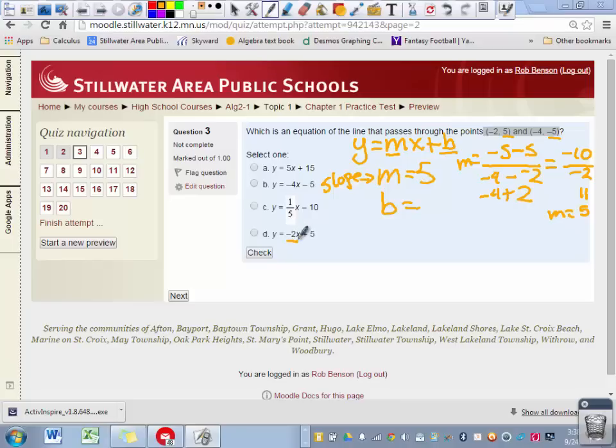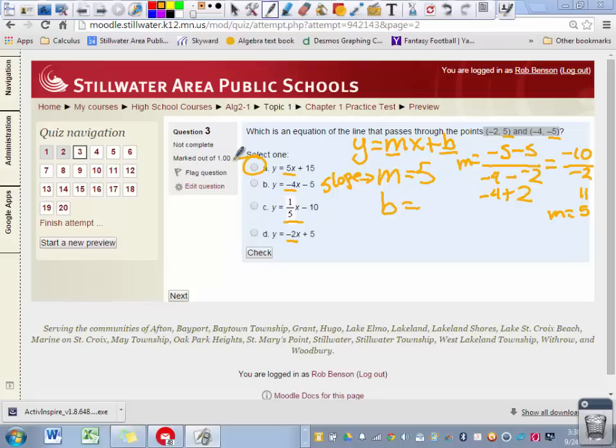Here, this has a slope of -2, this is a slope of 1/5, this is a slope of -4, and this is a slope of 5. So at this point, you don't have to do anything else. It's obviously this one, right? But let's say you just didn't think about that.